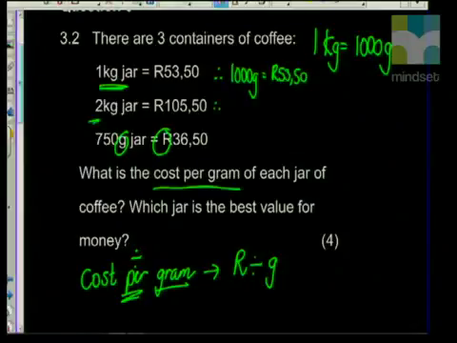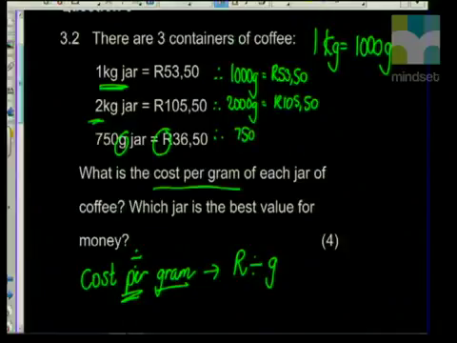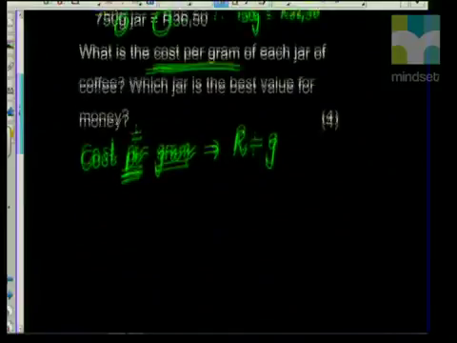This one is 2 kilograms, so that would be 2,000 grams, which is equal to 105 Rand 50. And this one we don't need to convert, it's 750 grams, which is equal to 36 Rand 50. Now I need to change those to be cost per gram. So let's do our calculations.